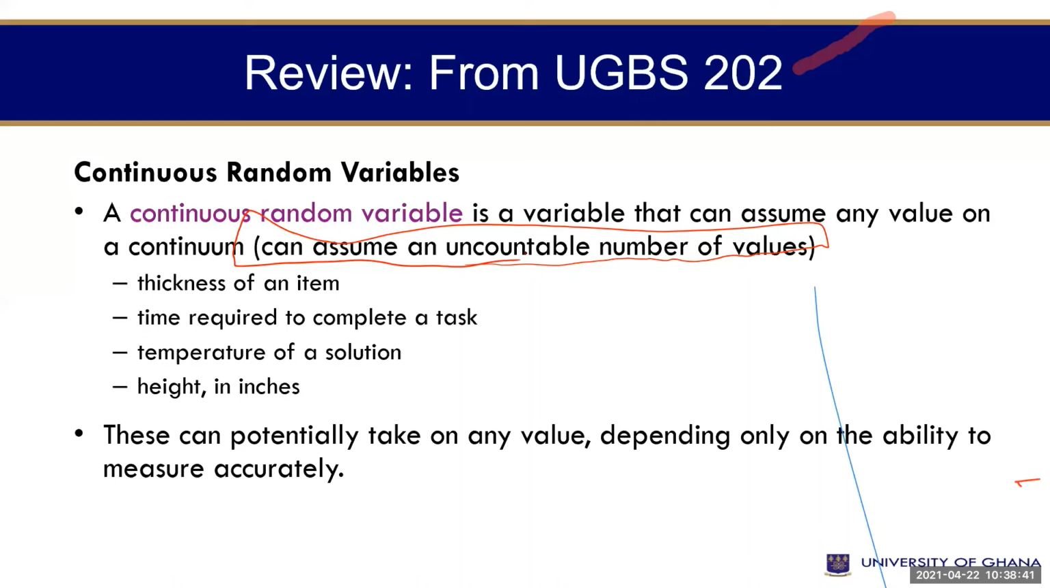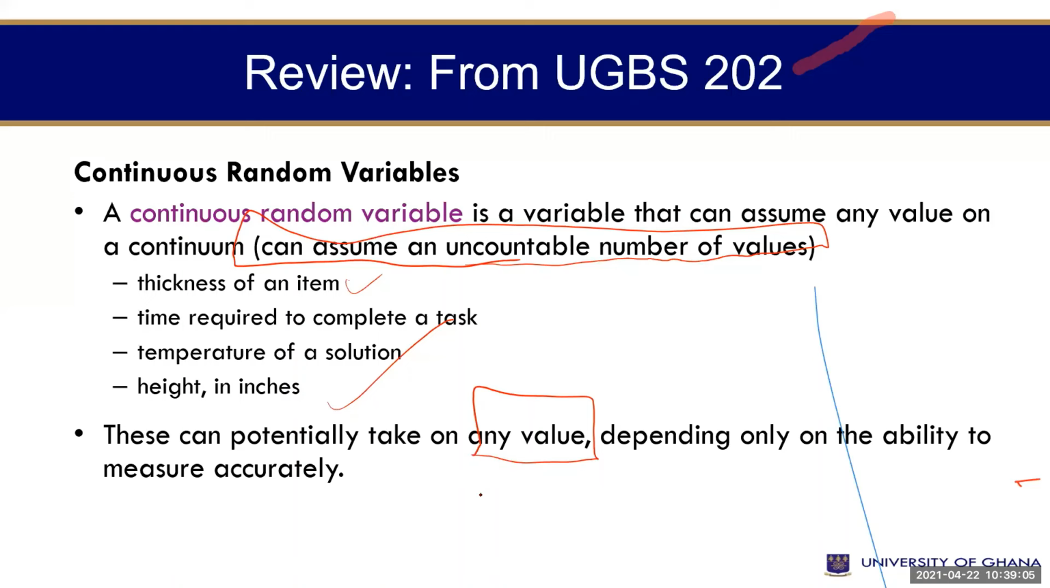If we are measuring the thickness of an item, we have a quarter, three quarter, or one half, or whatever. Those values are continuous random variables. Time required to complete a task, countable. Temperature of a solution, same. Height in inches is going to be the same. These can potentially take any value.